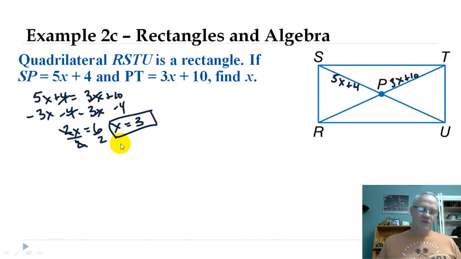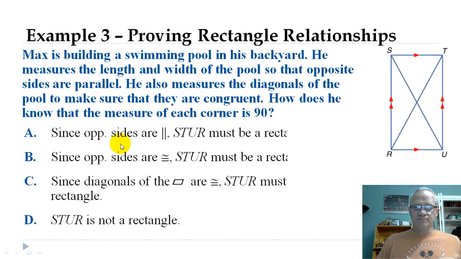Okay? I'm going through a few of these quickly, just because of our time situation. All right, real quick, just a thinking one here. Max is building a swimming pool in his backyard. He measures the length and the width of the pool so that opposite sides are parallel, which is marked. He measures the diagonals to make sure that they're congruent. How does he know that these are going to be 90-degree angles? In other words, how do we know that this has to be a rectangle?